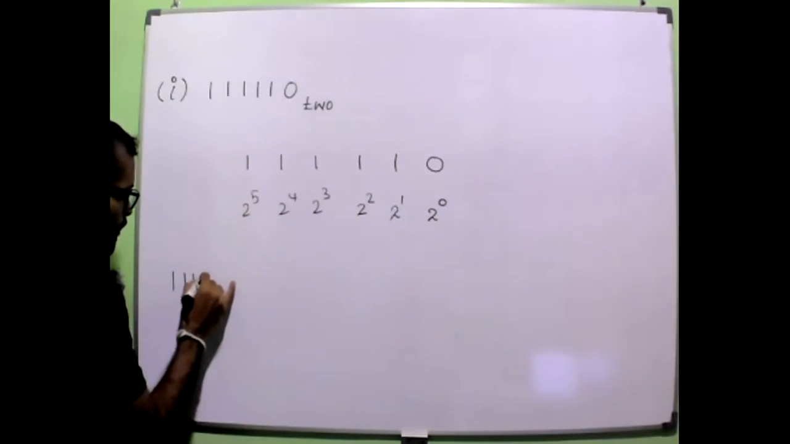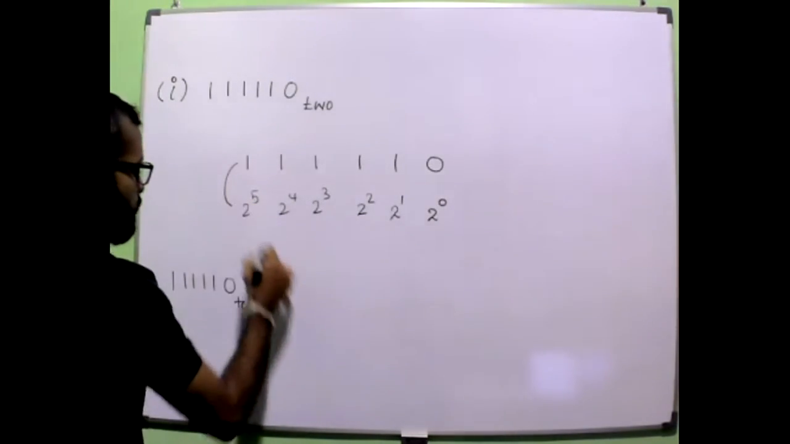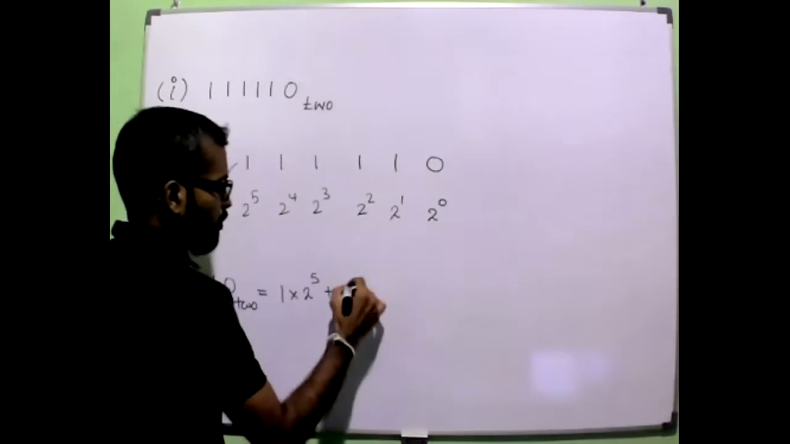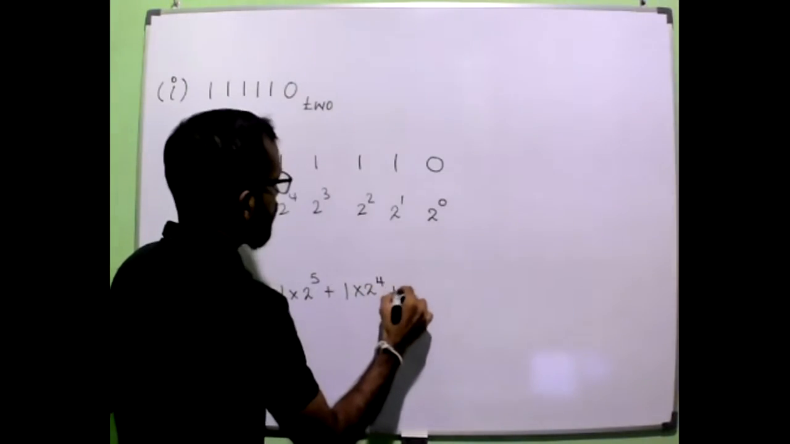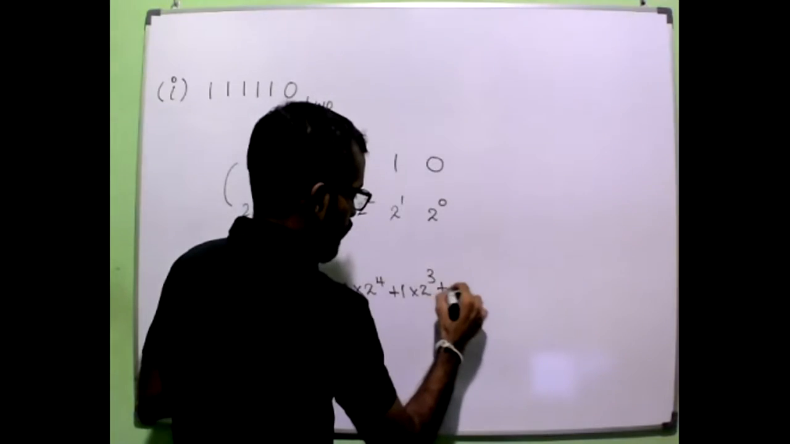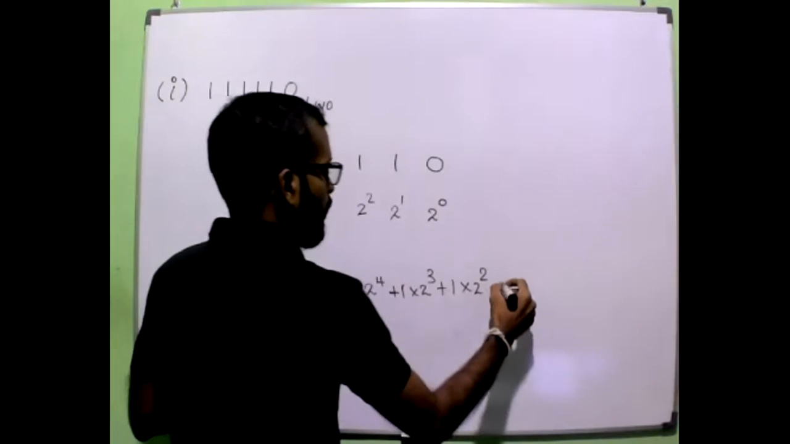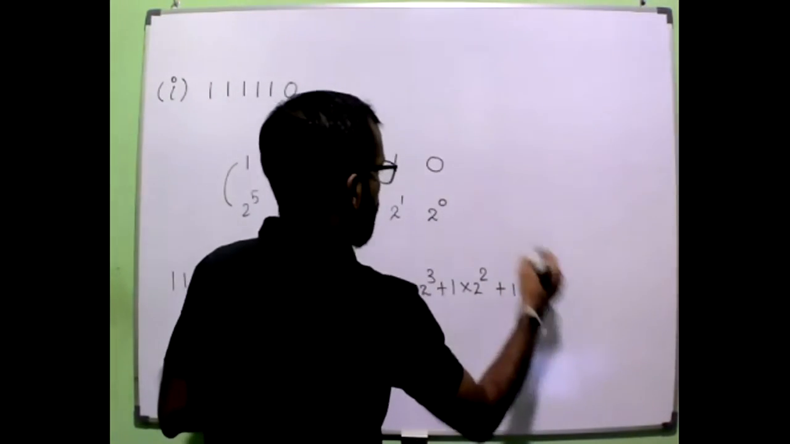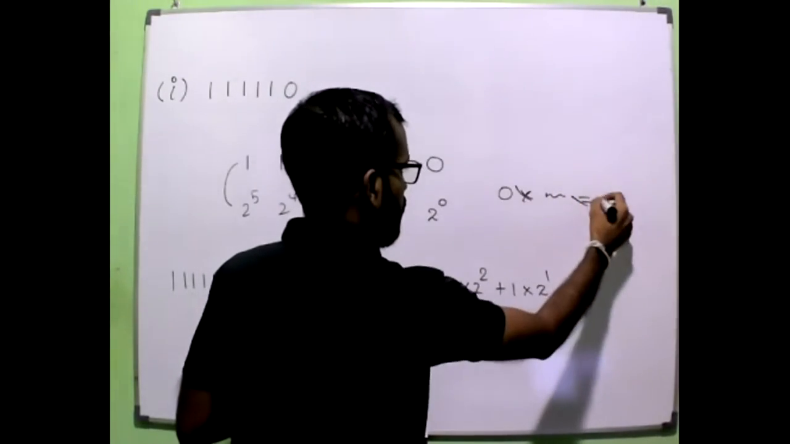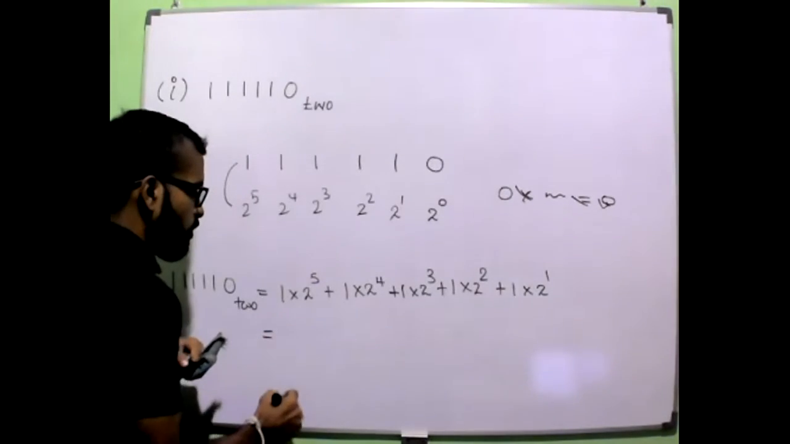Right? 1, 1, 1, 1, 1, 0 base 2 equals 1 times 2 to the power 5 plus 1 times 2 to the power 4, 1 times 2 to the power 3. Very easy. So you have to get the multiplication and you have to add 1 times 2 to the power 2, 1 times 2 to the power 1. This is 0 times. 0 times anything equals 0. So no need to write it. This part no need to write. Right? It is a waste of your time.